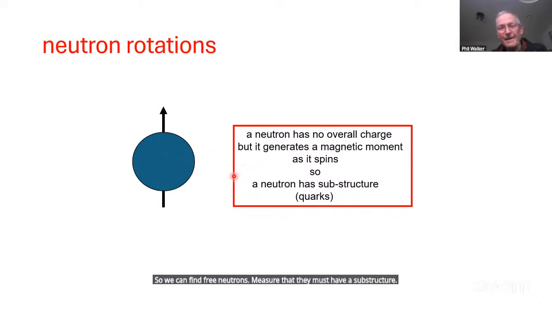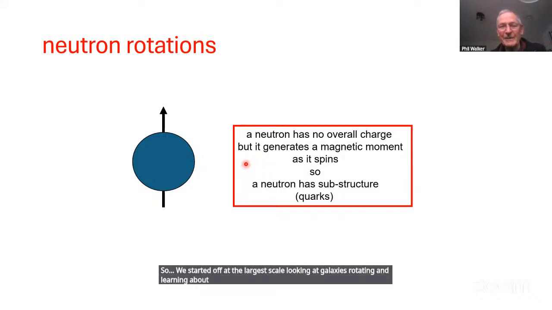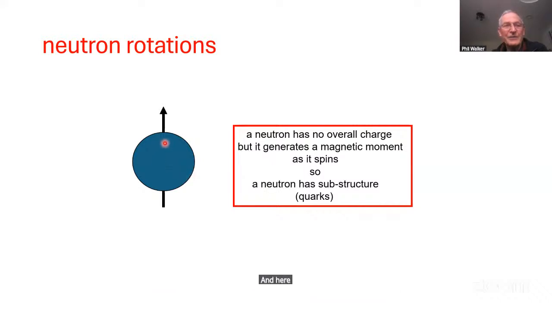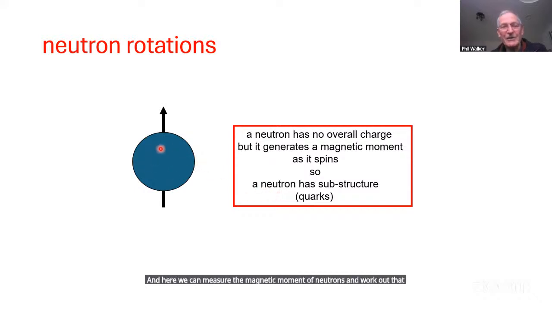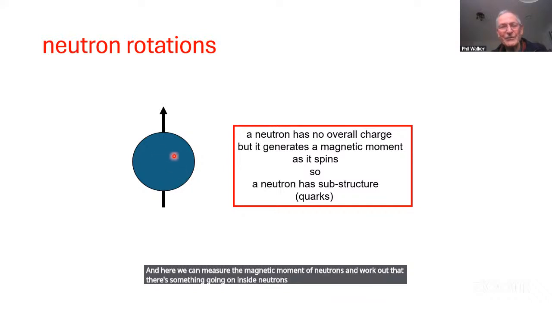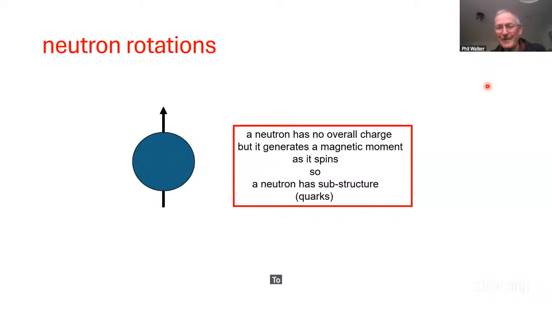So we started off at the largest scale, looking at galaxies rotating and learning about dark matter making up a large fraction of the mass of galaxies, even though we can't see the dark matter. And here we can measure the magnetic moment of neutrons and work out that there's something going on inside neutrons, difficult though it is to extract anything from them.